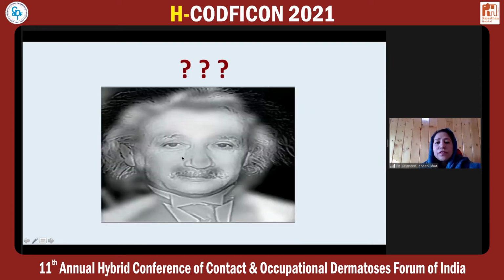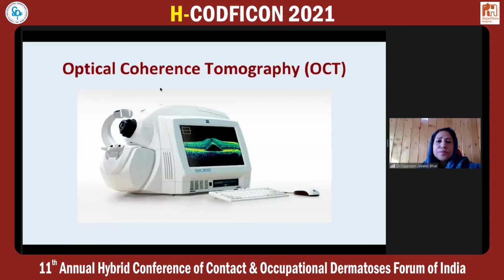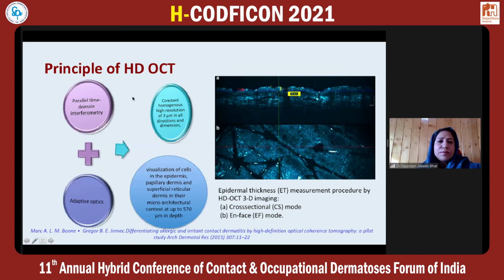Now, sometimes the images can be deceptive. If you see this image closely, it is Albert Einstein, but if you see it from a distance, it's Marilyn Monroe. So we have to judge the images properly once we are diagnosing any condition. The same is the case with optical coherence tomography, which is based on the principle of parallel time domain interferometry and adaptive optics.